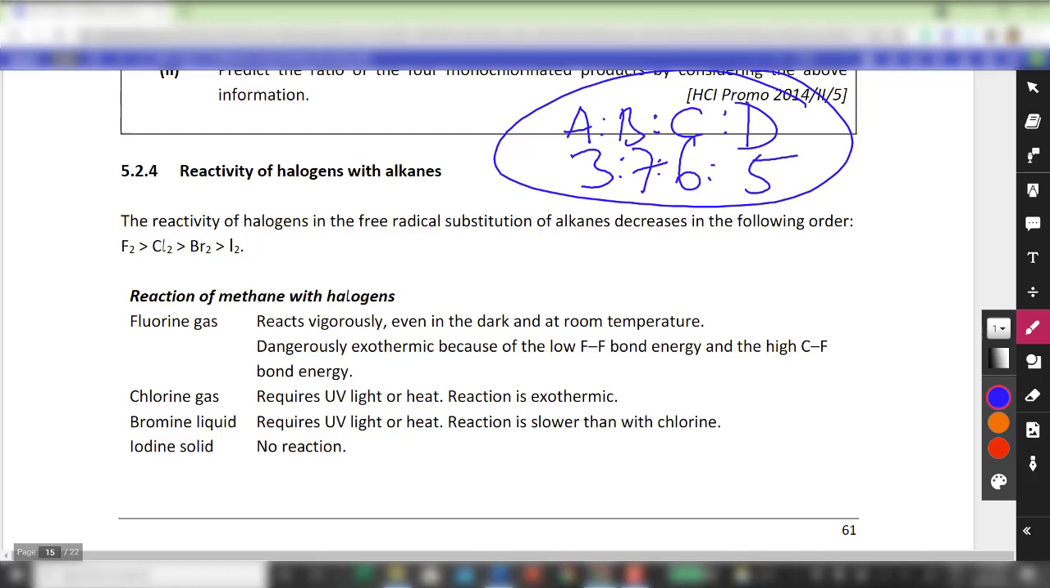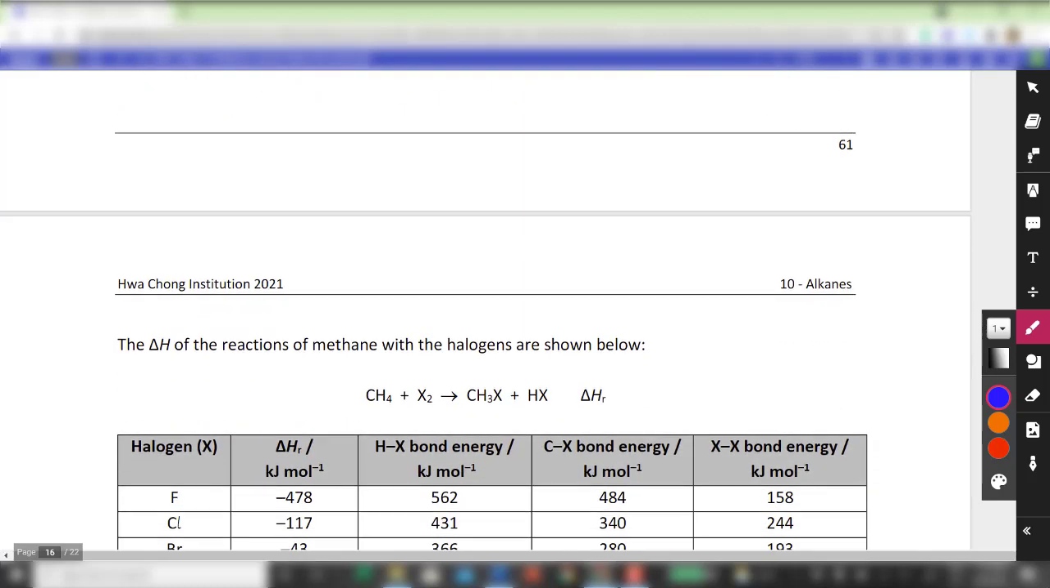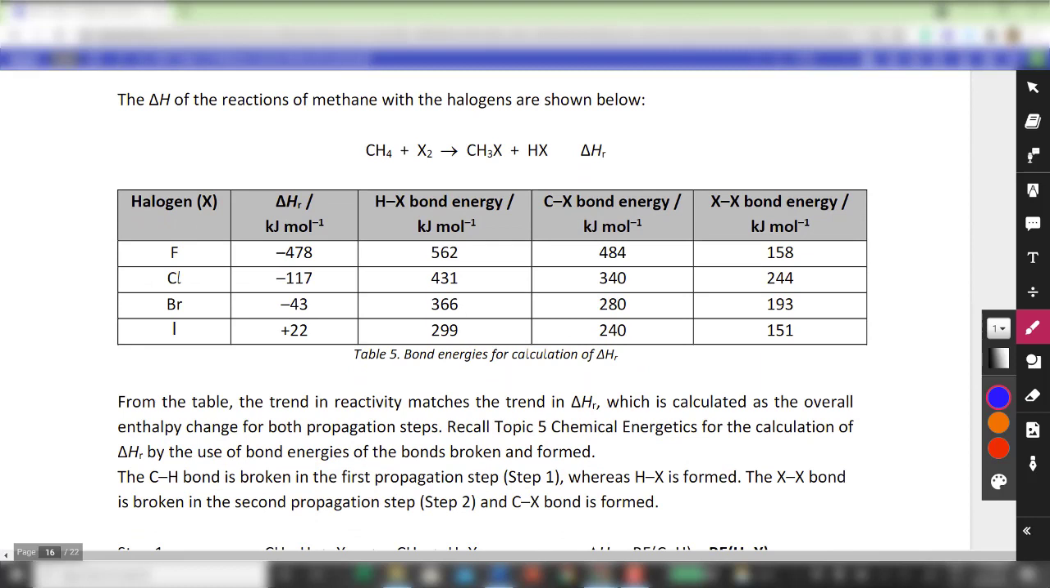Chlorine and bromine, as we mentioned earlier on, require UV light or heat for the reaction to take place. With bromine, it will be a lot slower than chlorine. Iodine usually has no reaction, so if you want iodine to react, you need to incorporate different conditions. There is actually a way for us to analyze this, which is incorporating what we learned in energetics.